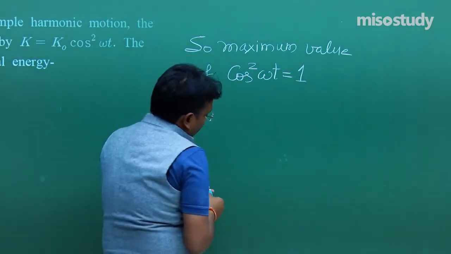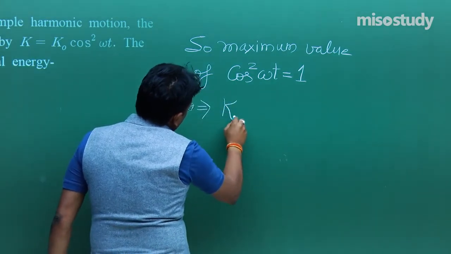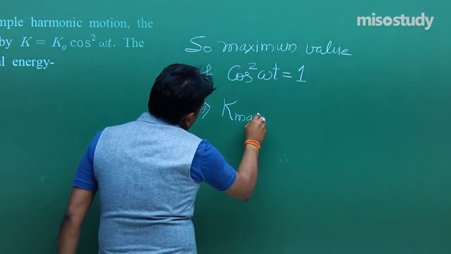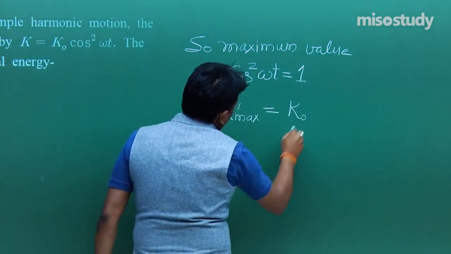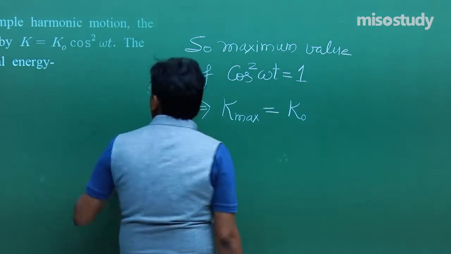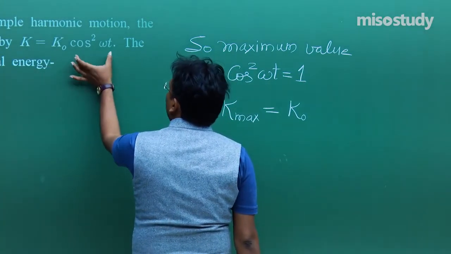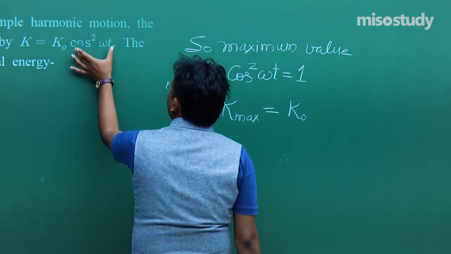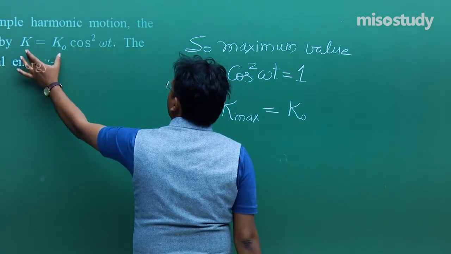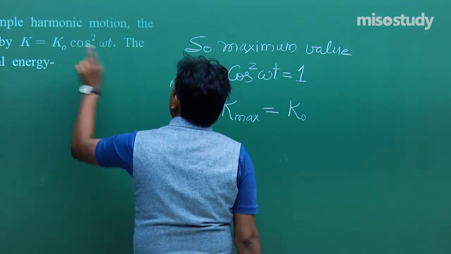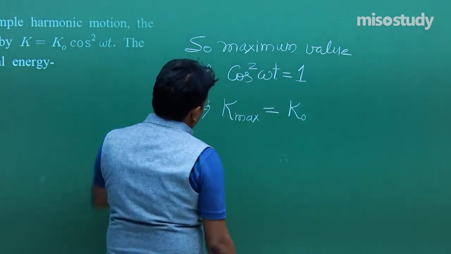Fine. Now, from here you can say this implies that K max, meaning maximum kinetic energy, is K naught. Why K naught? Because this is the general expression of kinetic energy. For the maximum, only this term is varying. So the maximum value of this term is 1. Therefore, maximum kinetic energy is K naught. Fine. So now I hope this is clear to all of you.